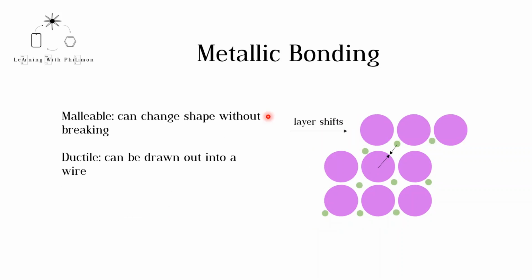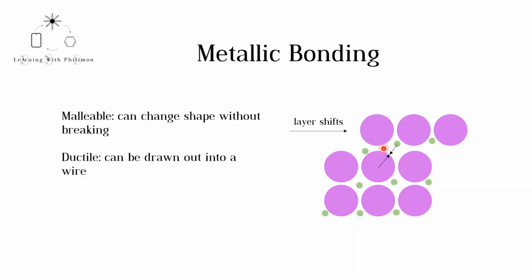Metals are malleable, which means they can change shape without breaking. If a pressure is applied to a metal, a layer of cations may shift, as shown in the diagram. However, the attraction between the cations and the delocalized electrons keeps the structure intact. Remember that when layers shift in ionic lattices, the repulsion causes the layers to break off. As a result, metals can be hammered into different shapes. Blacksmiths used to make swords by hammering a hot piece of metal.